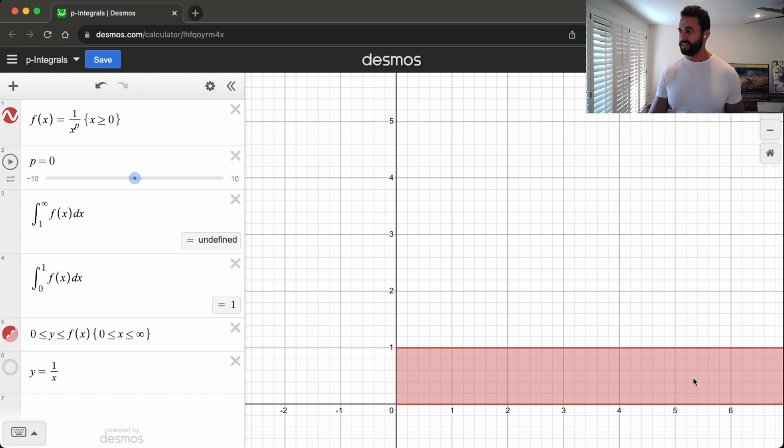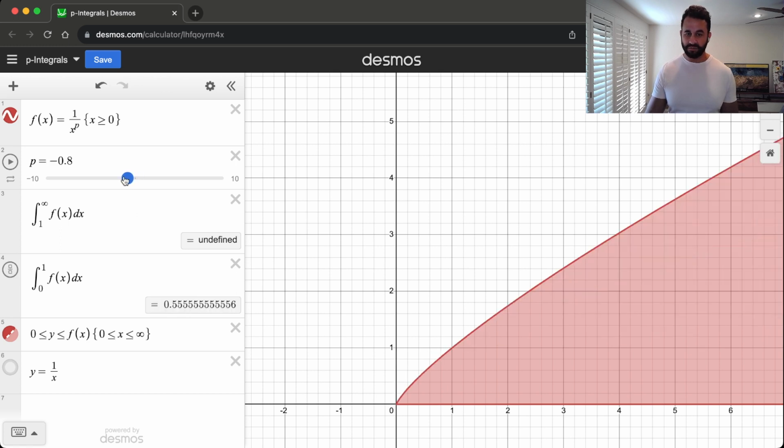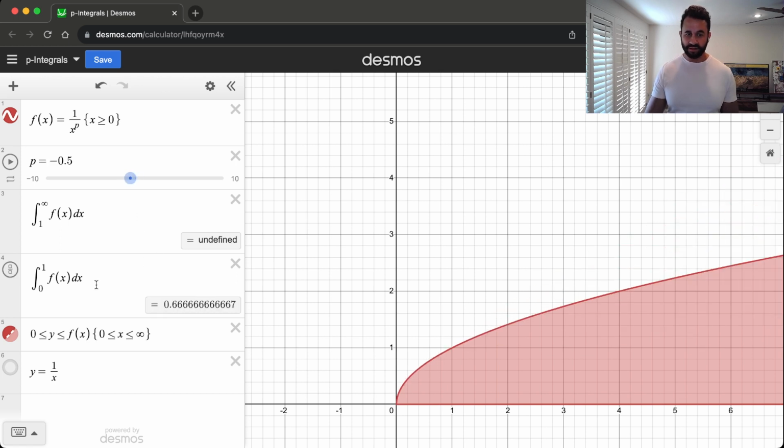Obviously, the area under this infinitely long rectangle is going to be infinite. So that integral is undefined. It's infinite. But the area from 0 to 1 is 1, because now we're just looking at this square. But if p goes below 0, this integral is still finite, because you're just integrating from 0 to 1. So now you're looking at this piece right here.